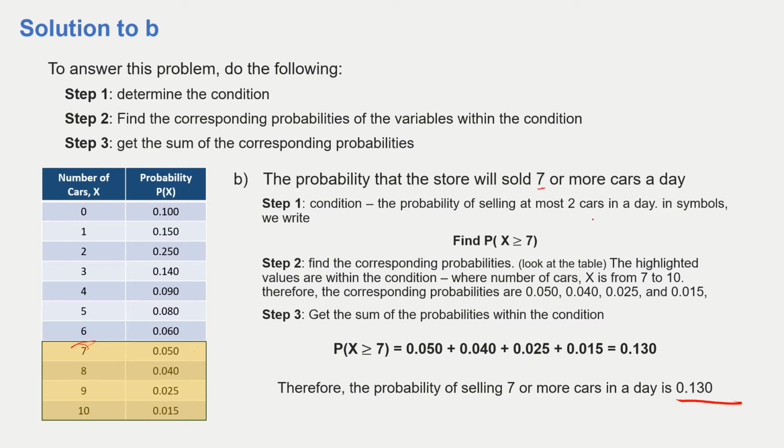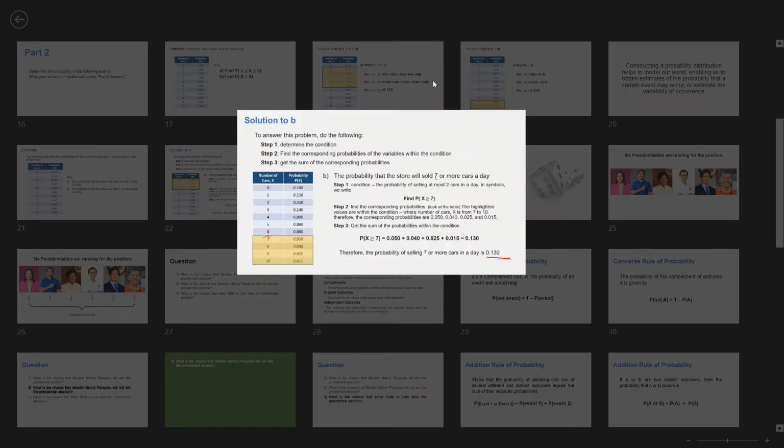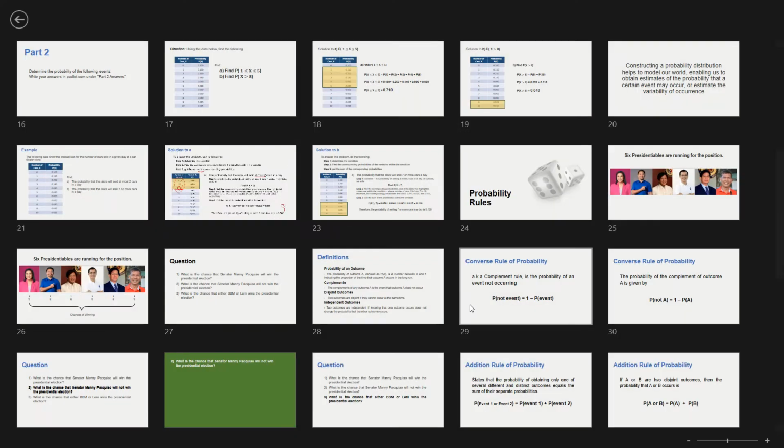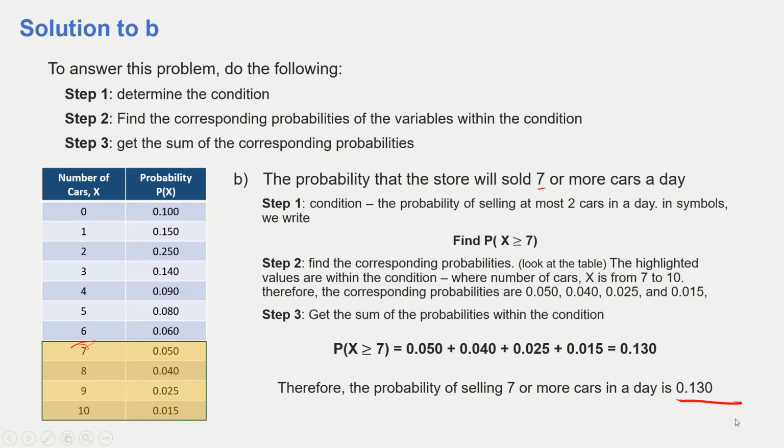Compare with our previous one, the one in letter A. Here, we have a higher chance. So the chances of variability of occurrence of the outcomes are different. Here, there is a higher chance that we will sell. But when it comes to our second problem, our chance is lower: just 0.13 or 13%.